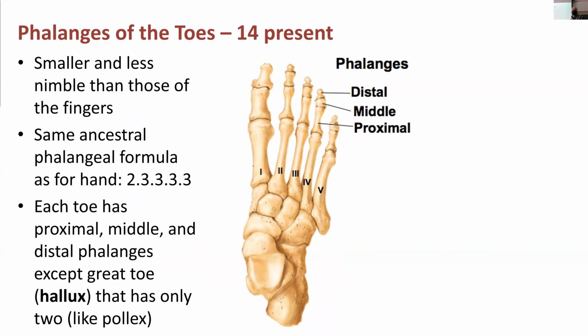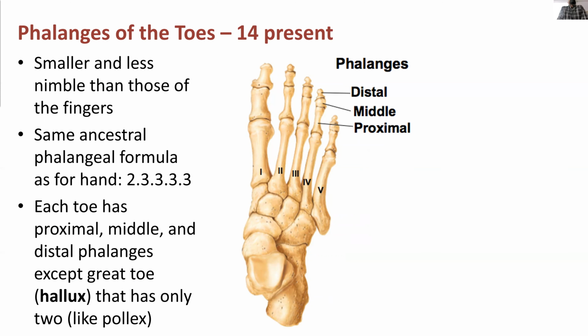So we have the same formula as in your hand. They're numbered 1 through 5, with your big toe being number 1. And each of those toes has the proximal, middle, and distal phalanx, except for the big toe, which here is called the hallux. So we have the pollex and the hallux, which are the thumb and the big toe. Now I didn't say much about the metatarsals here. They're similar in structure to the hand, and you can see them in between the tarsals and the phalanges, of course.